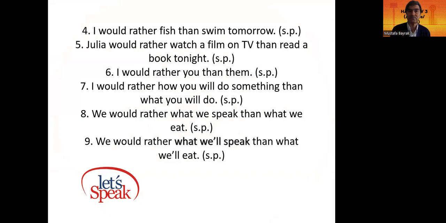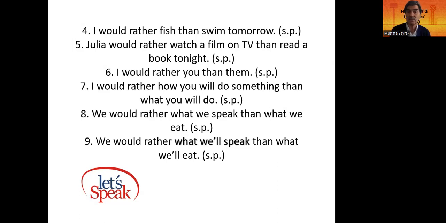Specific preference. I would rather you than them. I would rather how you will do something than what you will do. So how you will do something is important for me. 8, we would rather what we speak than what we eat. We would rather what we speak than what we eat. So let's give importance to what we speak.